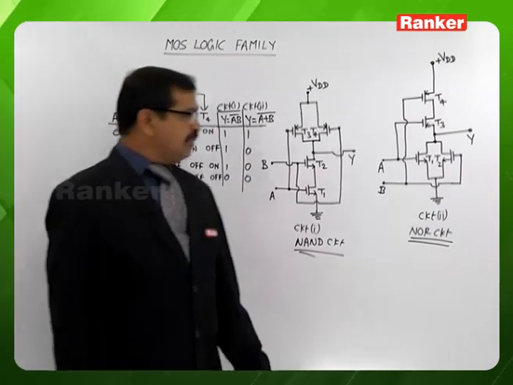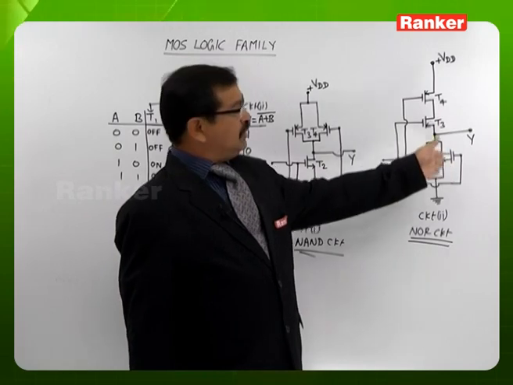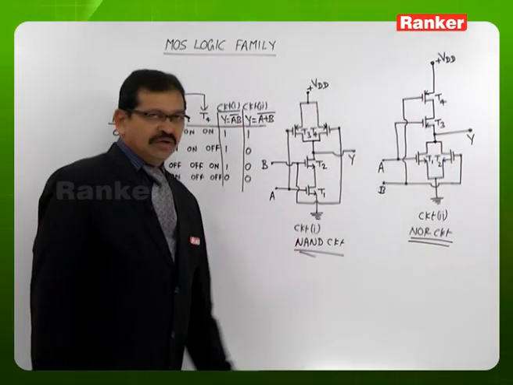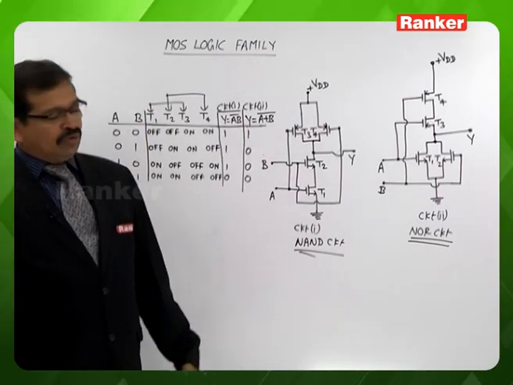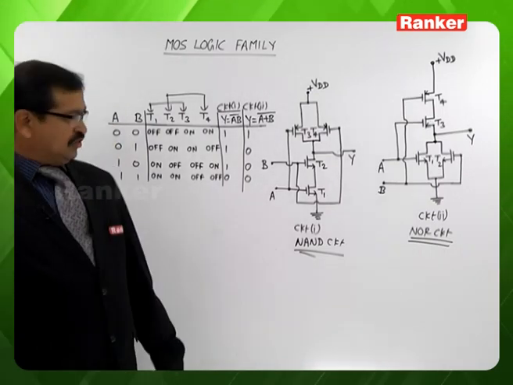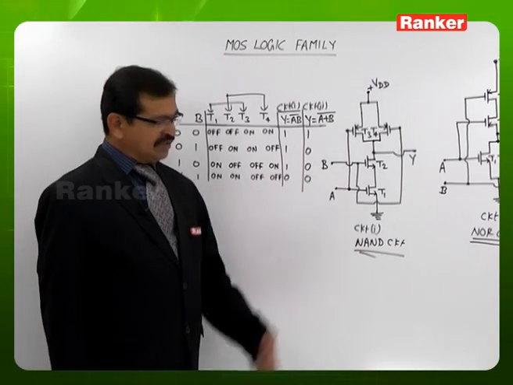Similarly, for NOR gate implementation, the N-channel MOSFETs will be in parallel, T1, T2, and the P-channel MOSFETs will be in series, T3, T4. So it is possible for us to have even more than 2 inputs, 3-input, 4-input NAND circuits as well as NOR circuits. These are the basic NAND and NOR circuits.